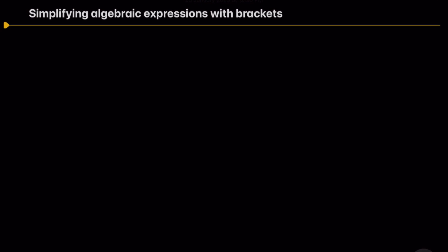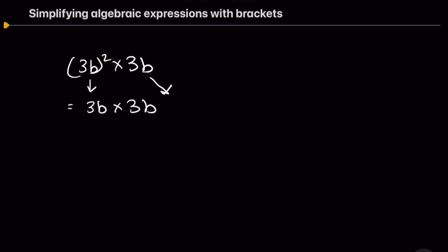Next, we have simplifying algebraic expressions with brackets. For example, you have an expression like 3b square into 3b. Now, how do you simplify this? You open up this bracket first of all. So it will be 3b into 3b. Then you put this 3b as well. So it will be into 3b. Now 3 into 3 into 3 is 27, and b into b into b is b cube.